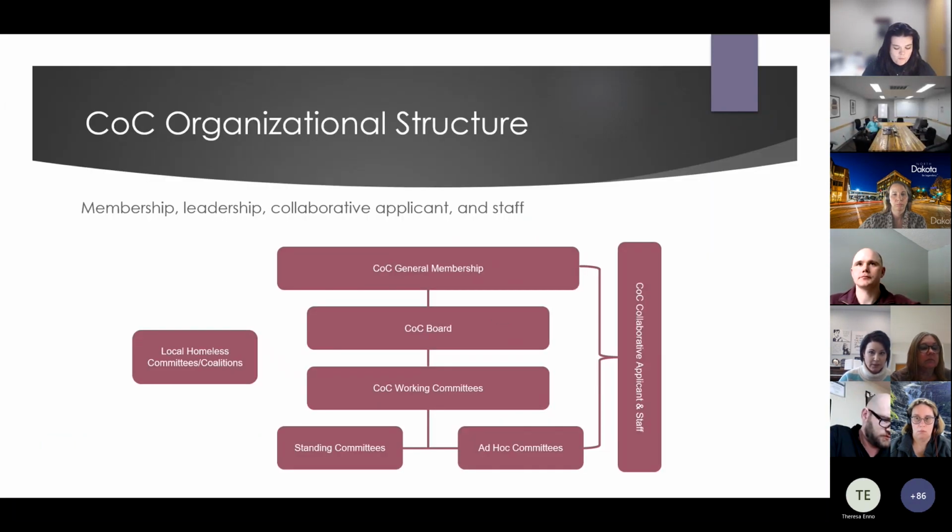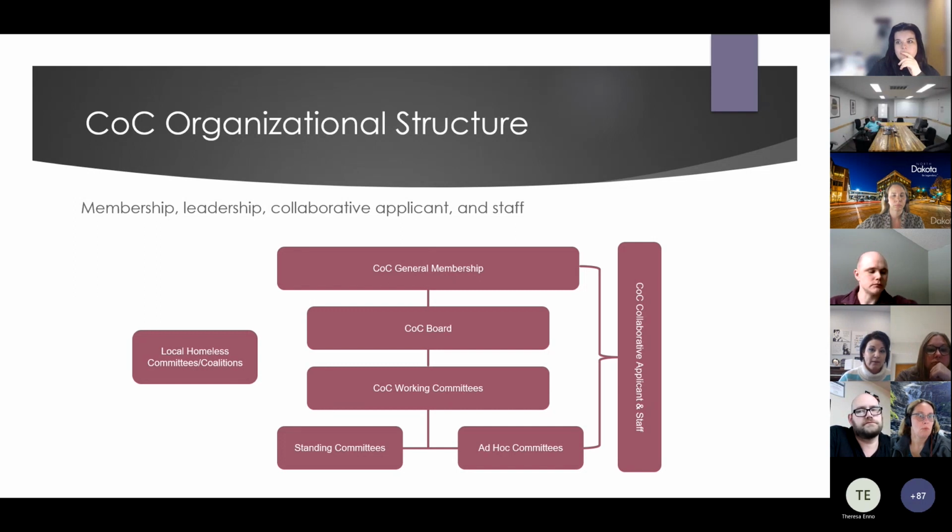So our organizational structure, as I talked about a few minutes ago, the COC structure is designed to include broad input from consumers at the sub-regional and local levels. So the membership is responsible for all the big stuff around COC planning, and that includes approving our policies, electing the COC board members, approving the ranking priority list that we submit to HUD for funding annually, and then also approving our homeless management information system lead agency and the collaborative applicant.